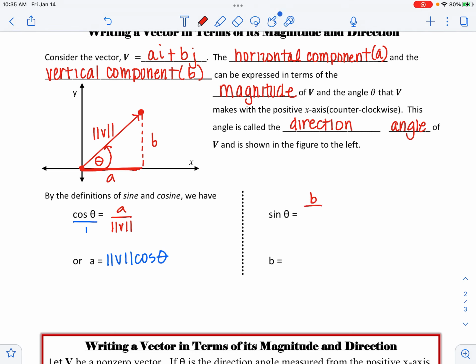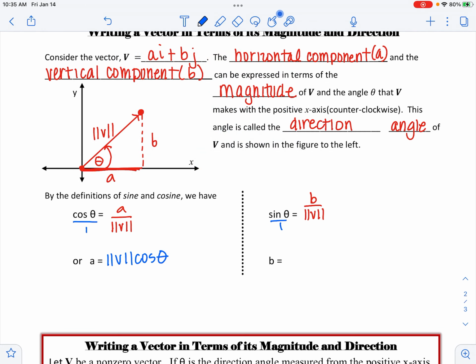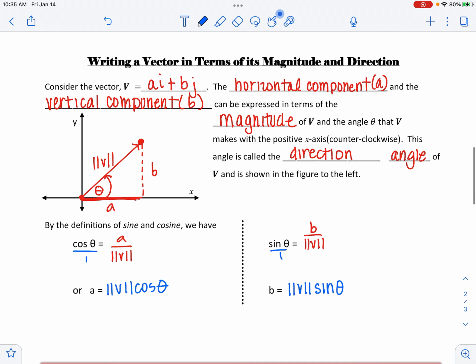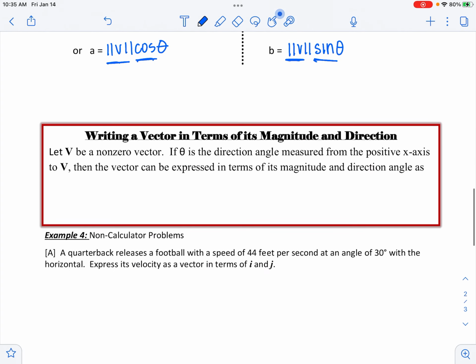Sine, same idea, but obviously it's opposite over hypotenuse. So B over the magnitude. And if I put that over 1 and cross multiply, I get B equals the magnitude of the vector, the length of the vector, times the sine of that angle. So to get B, I can do the magnitude times the sine of the angle. So it says, notice you can use the magnitude and direction to write the vector. And that's what we're doing, magnitude, direction.